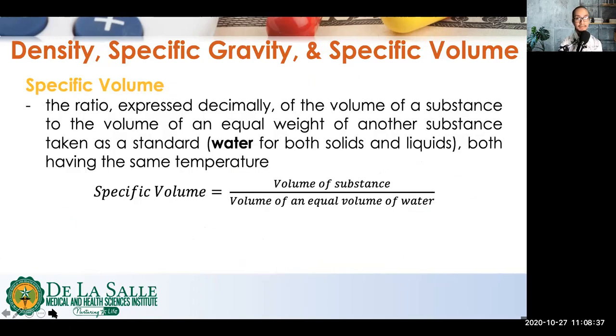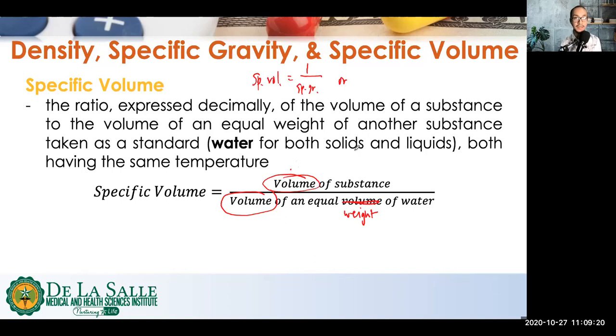Okay? Yan. So now what is a specific volume? A specific volume is basically the reverse or the inverse of specific gravity. A specific volume is actually equal to the reciprocal of a specific gravity, okay? Or it is equal to the volume of the substance divided by the volume of an equal weight. Ayan, so mali ito. Ayan, the volume of an equal weight of water. Okay? Ayan. So, instead of using weight here, volume naman. Okay? That's why we call it a specific volume. Now, the thing is reversed.